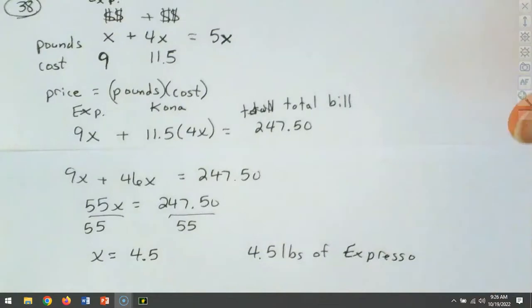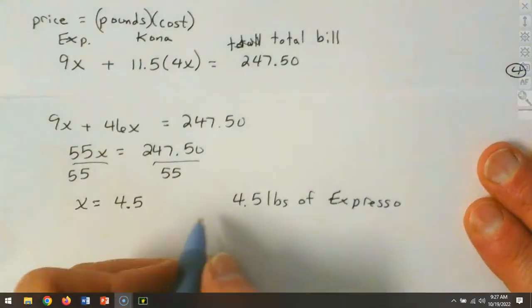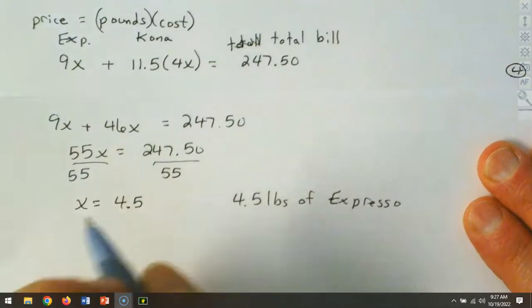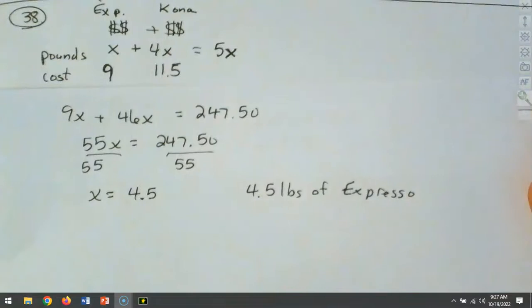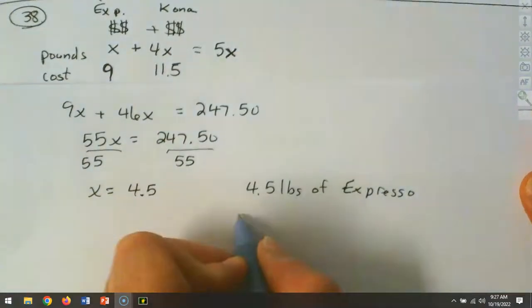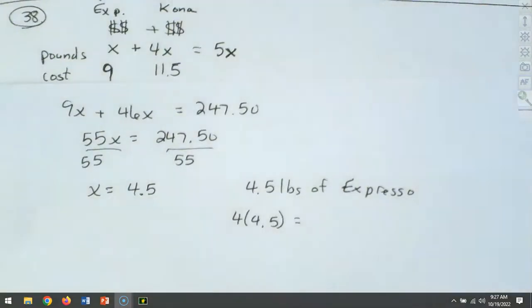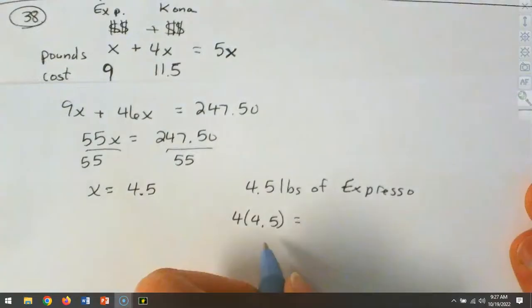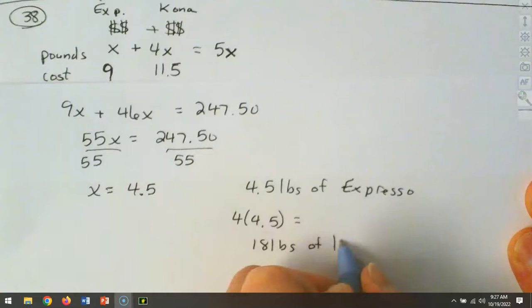We also need to find the pounds for the Kona Deluxe, because it wants to know how much of each we can buy. So what about the Kona Deluxe? Well, the Kona Deluxe is what? We look back up here, Kona Deluxe is 4x, right? So for the Kona Deluxe, it's going to be 4 times the 4.5. And what does that give me? That gives me 18 pounds of the Kona Deluxe.